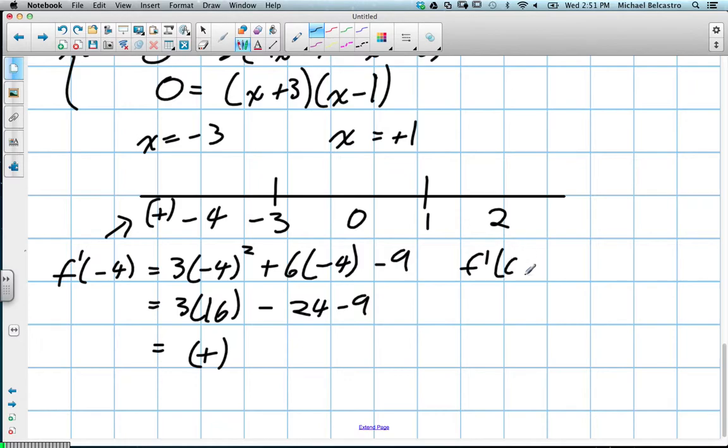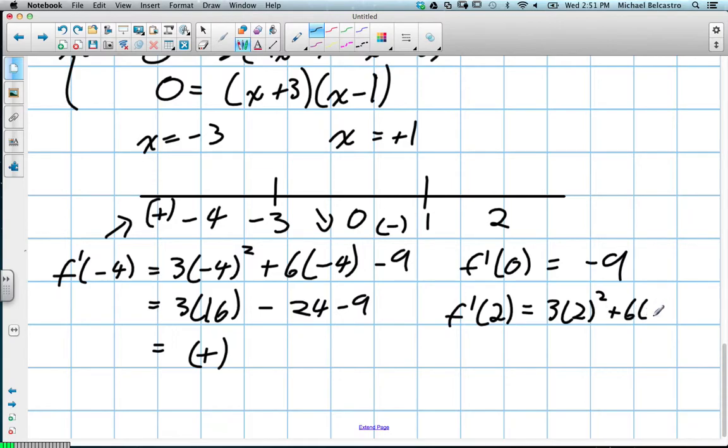F prime at 0 is just going to give us negative 9. So we have a negative value, so we know we're decreasing between those critical points. And finally, f prime at 2 is equal to 3 times 2 squared plus 6 times 2 minus 9. It's probably going to be positive, I'm just going to double check. That'll be 12 plus 12. So we get a positive value again. Positive here, so it's increasing.